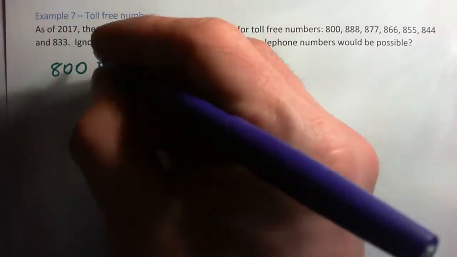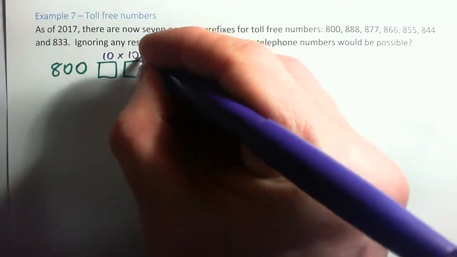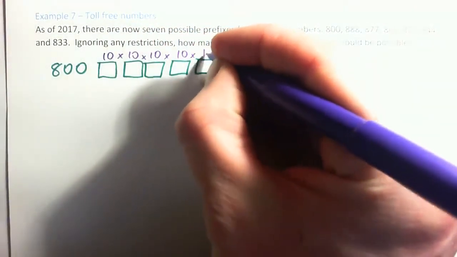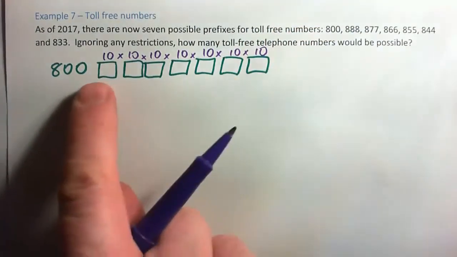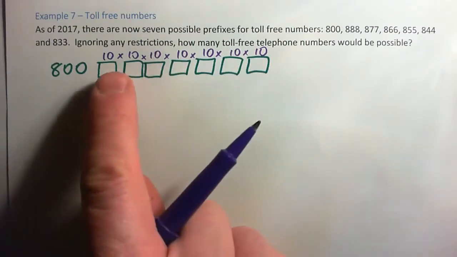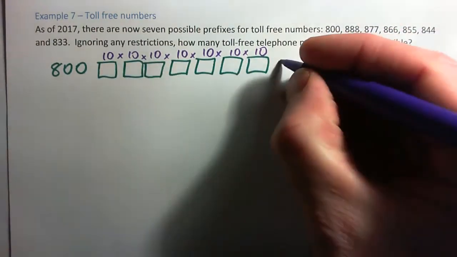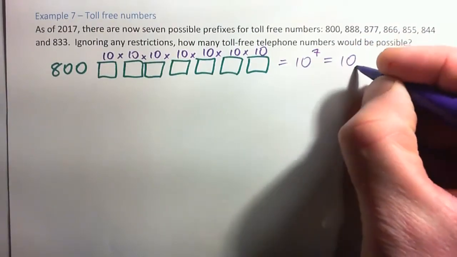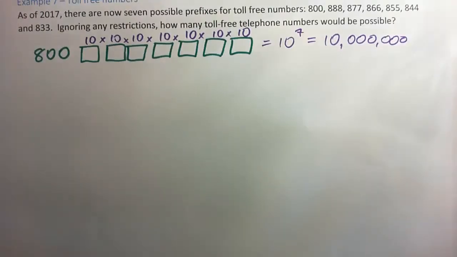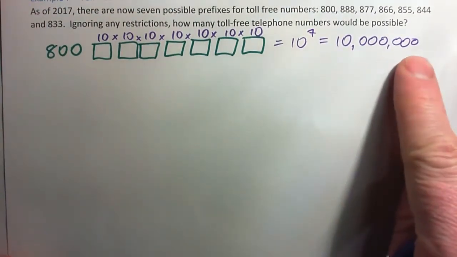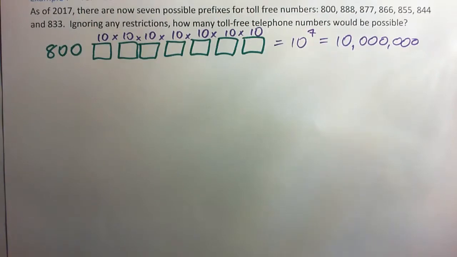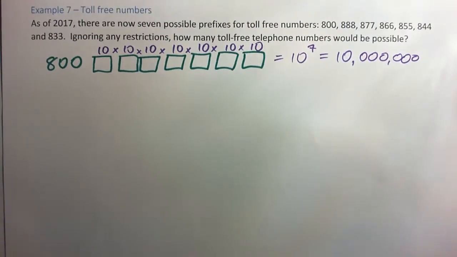So the answer is exactly the same as what we just went over in the previous example. If there are 10 options for each digit spot, we can just multiply 10 times itself 7 times to get 10 to the power of 7, or 10 million. So that gives us 10 million possible phone numbers starting with 800. Okay? So you might want to press pause and see if you can get the rest of the answer to this question.